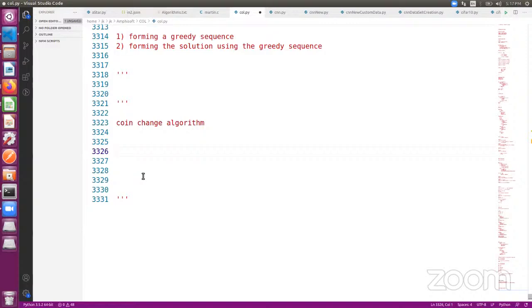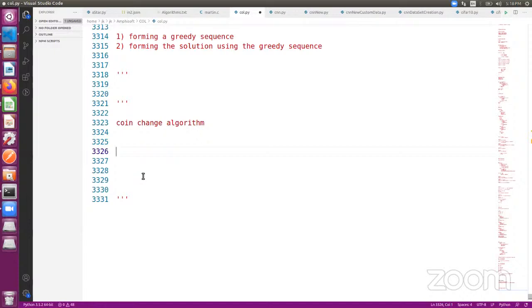I'll repeat again. You'll be given the denominations of a particular currency. Here, let us take the Indian currency. So you'll be given all the denominations, and there are infinite coins in each denomination, and you have to reach a target sum with the minimum number of coins. So that is the problem.